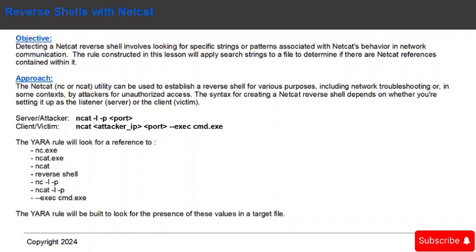So we're going to build a YARA rule that looks for several different things. nc, ncat.exe, and netcat. These are all variations of the netcat utility and how it's named. Then we're going to look for a comment reverse shell. Then we're going to look for two variations of netcat acting as a listener. And then we're going to look for a string that represents the cmd.exe being called with the --exec parameter.